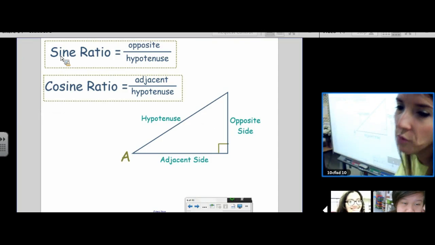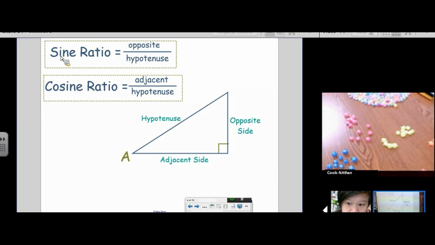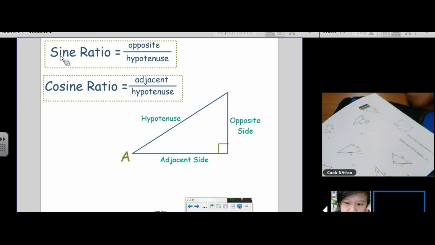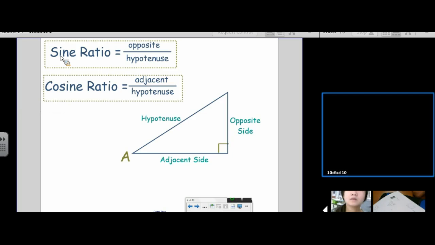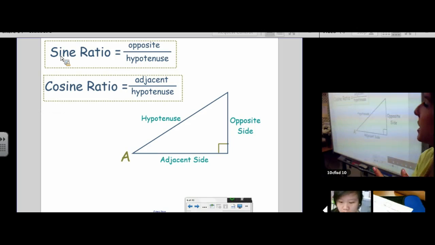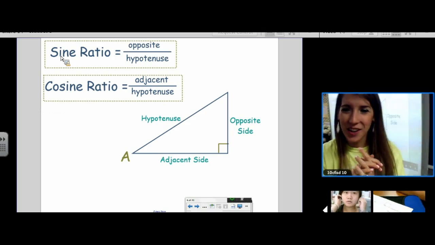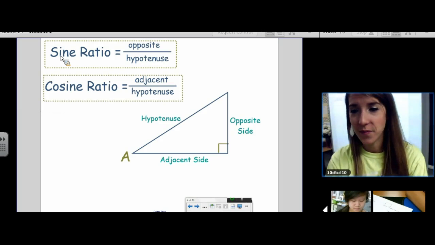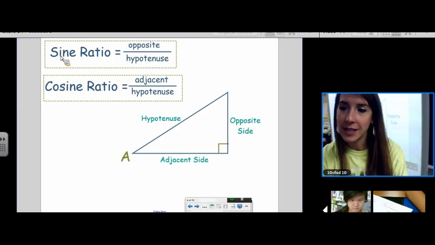Okay, we have 2 more ratios today. Yesterday we learned that tangent was opposite over adjacent. Today, you can write down what the sine and the cosine ratios are, and then we will talk more about them. So the sine has its own ratio. It is opposite over, look, we're using the hypotenuse today. The cosine ratio is adjacent over hypotenuse.